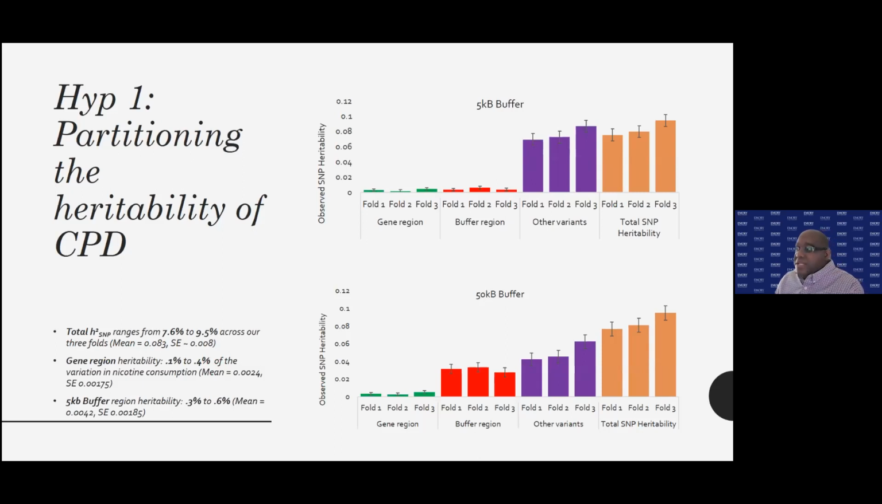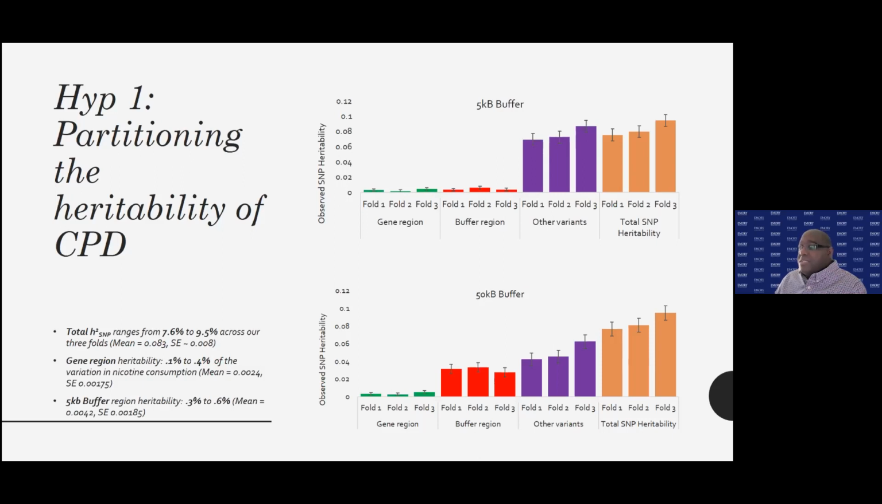What we actually found was that we had support for all our hypotheses. As shown in the 2 figures on the right, the variants that were both in, which is in the green, and around the model organism gene set of interest, which is the ones in the red, accounted for anywhere from 5 to 36% of the observed SNP heritability of cigarettes smoked per day in this data set. On the left, we outline what the heritabilities were in the actual data set. You can see the total heritability is anywhere from 7.6 to 9.5%, depending on the fold you're looking at.